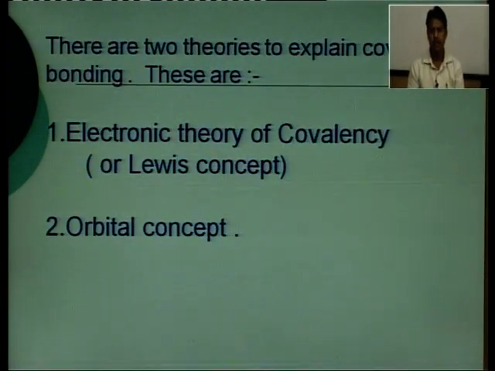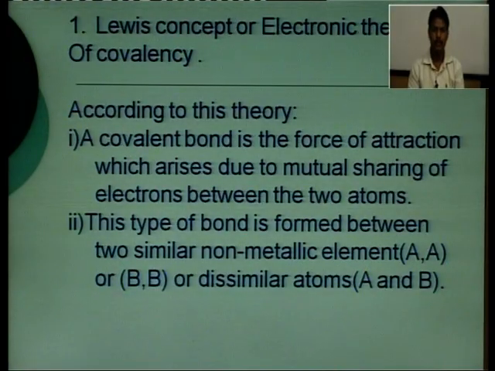There are two types of theories to explain covalent bonding. These are the electronic theory of covalency, or Lewis concept, and the orbital concept. According to the Lewis concept, a covalent bond is the force of attraction which arises due to mutual sharing of electrons between the two atoms.